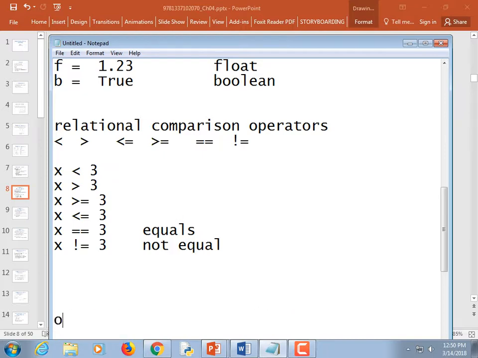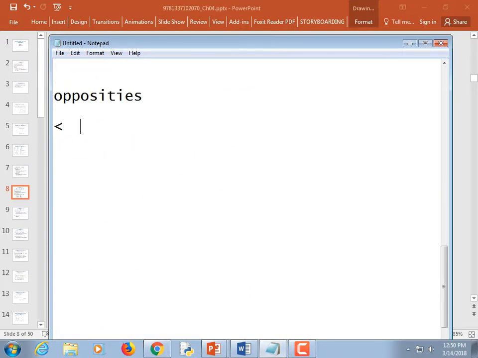So I'm going to put opposites. The opposite of less than is greater than or equal to. The opposite of greater than is less than or equal to. And the opposite of equals is not equals.